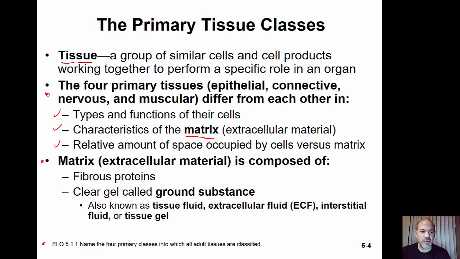What is the matrix? So the matrix is an extracellular material, and it's going to be composed of fibrous proteins and a clear gel-like ground substance. It's also known as tissue fluid or extracellular fluid, interstitial fluid, or tissue gel.